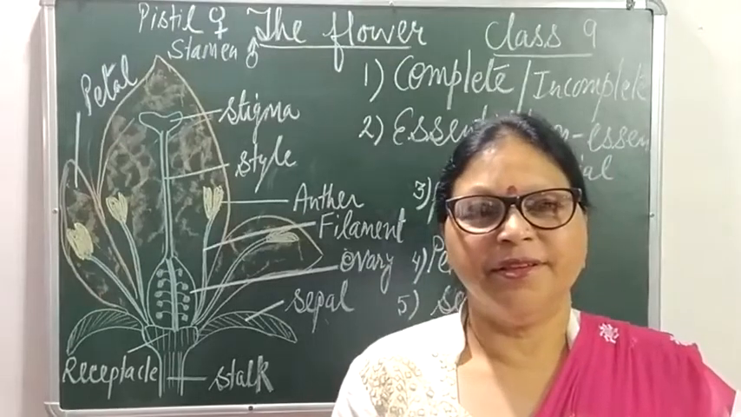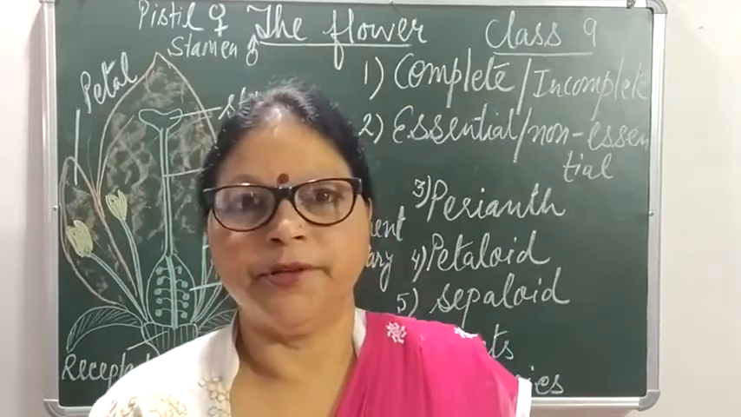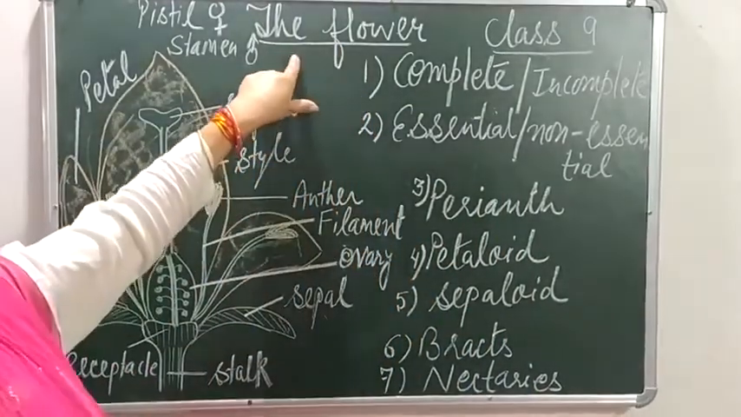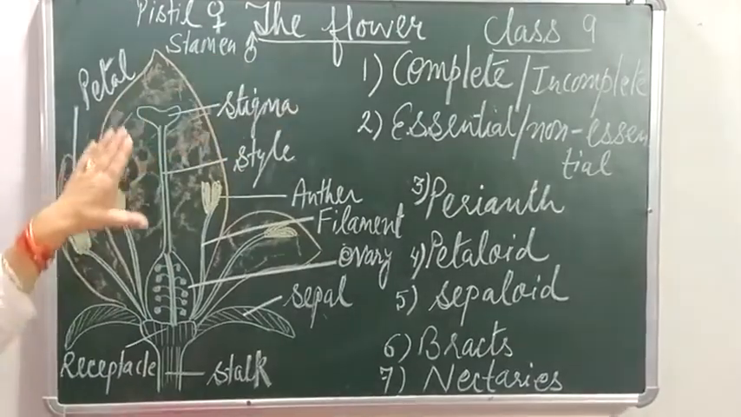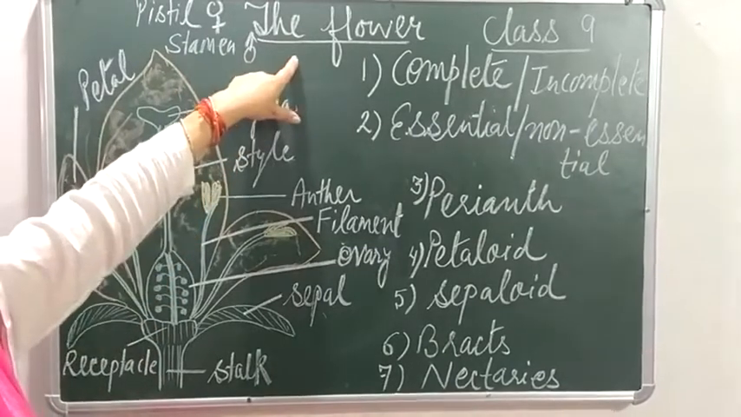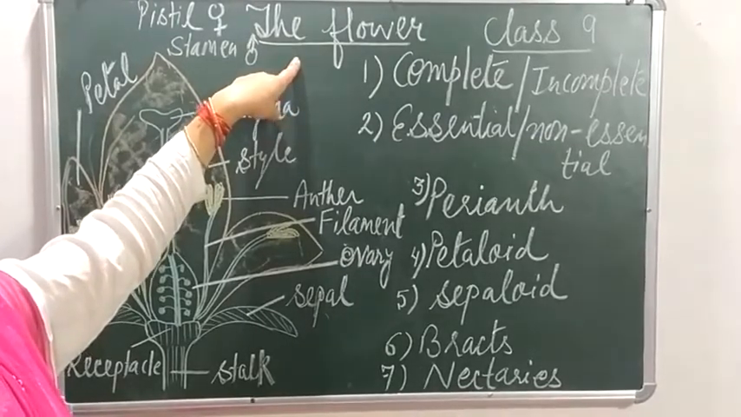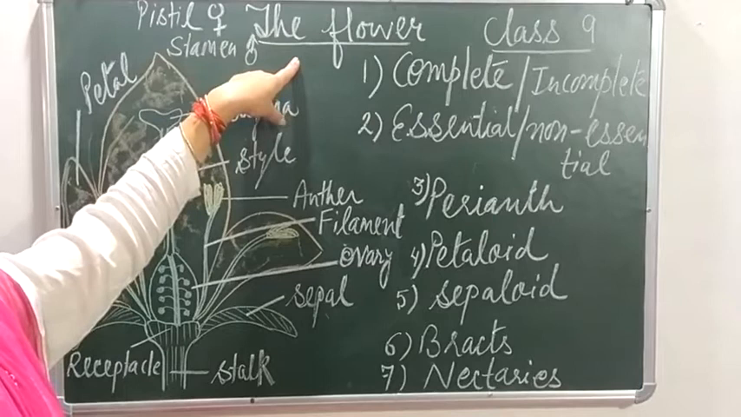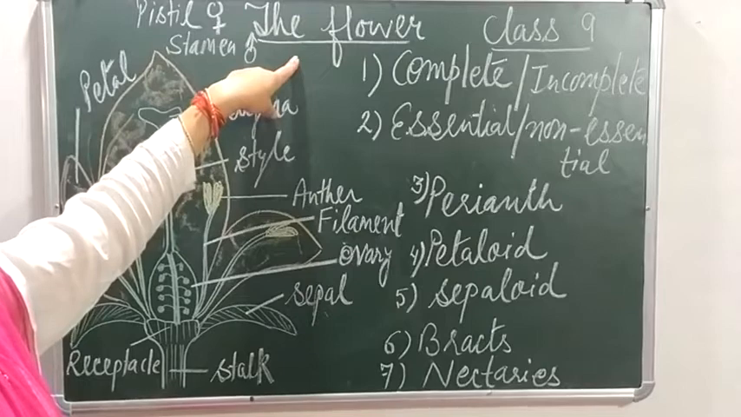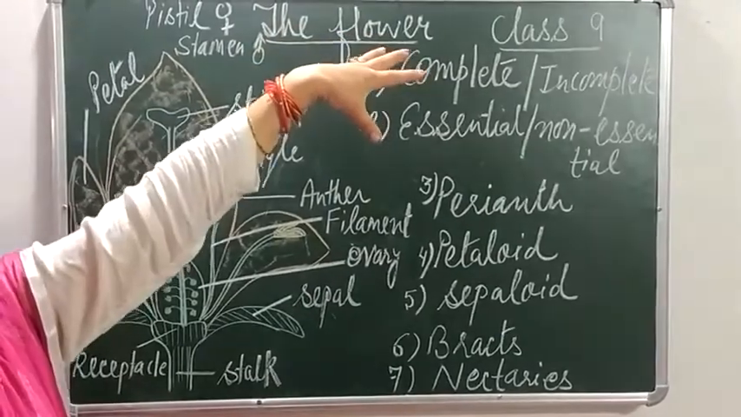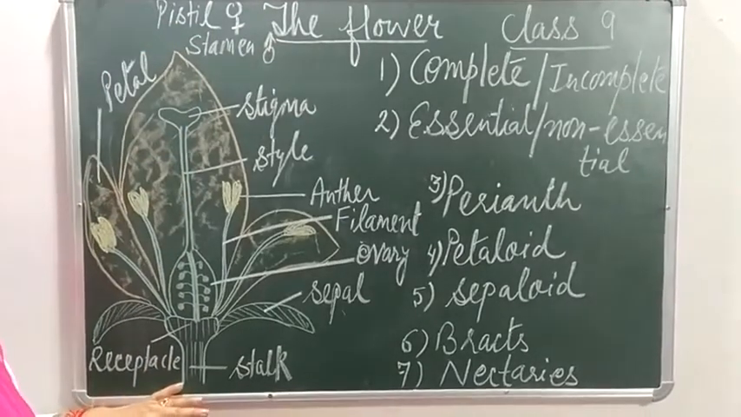Hello students, today I am explaining to you the important chapter, the flower. The flower is a reproductive part of a plant because after fertilization the flower develops into a fruit and the fruit contains seeds inside it, which when sown in the soil germinate and give rise to a new plant. So before we study different types of flowers, we should know the structure of a typical bisexual flower.